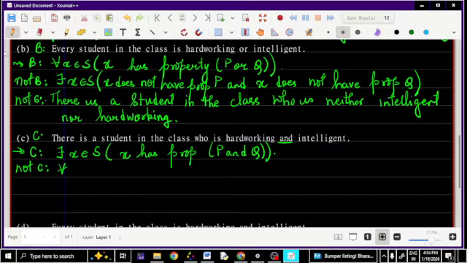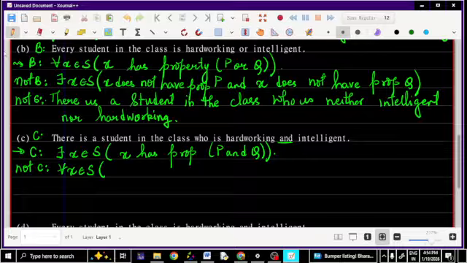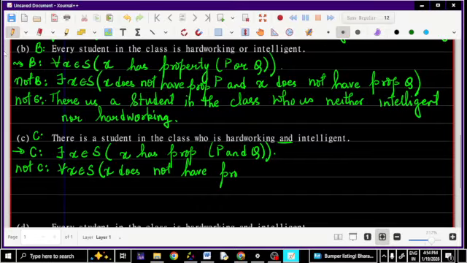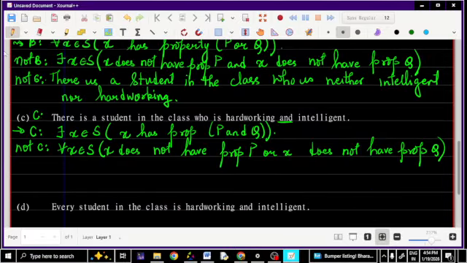So what will be the negation of this? There exists will change to for all. For all x in S, we have to negate the inner statement now. X has property P and Q. So for this not to happen, x should not have at least one of the properties. X does not have property P, or x does not have property Q. So at least one property it should not have, right?